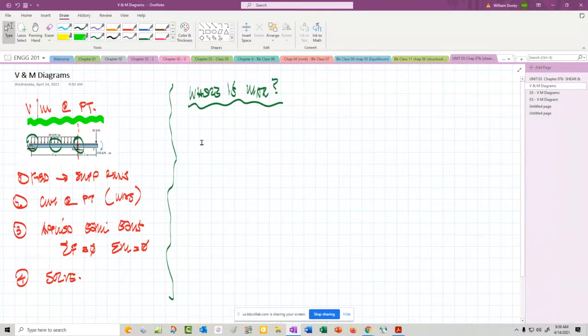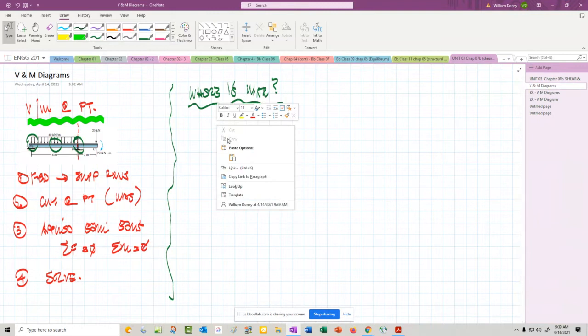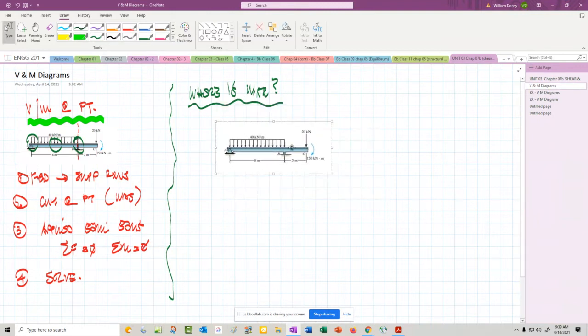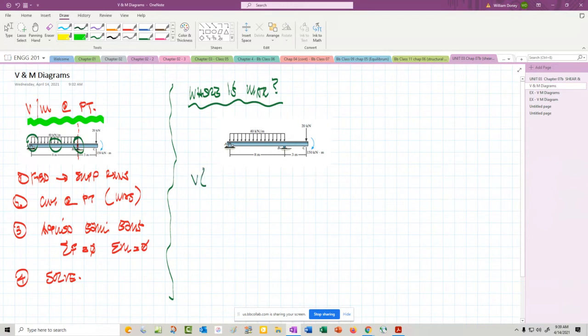So the idea is if we could look at this structure, this beam here, and if we were able to generate equations that would tell us the shear as a function of x along that beam, or the moment as a function of x, you know, x being from the left end along the beam, we could see from those plots what is happening.